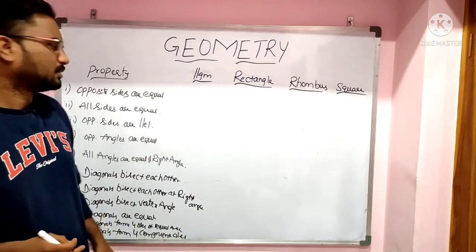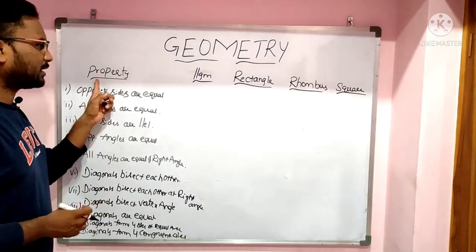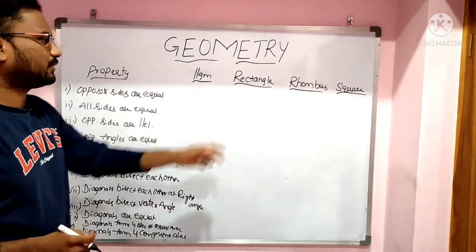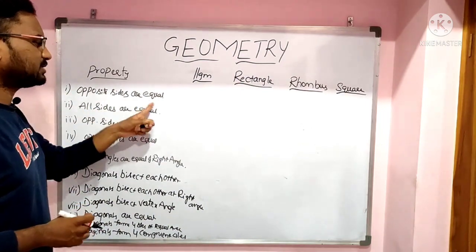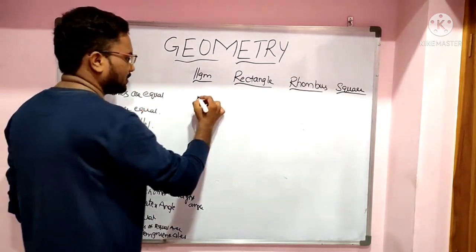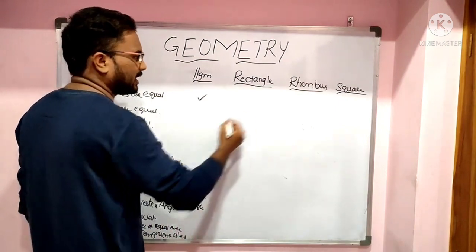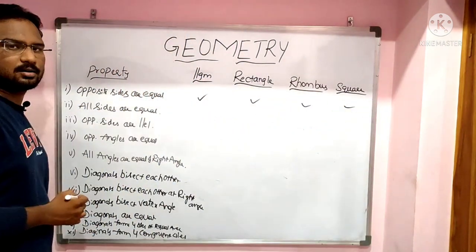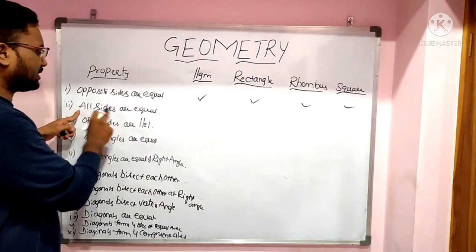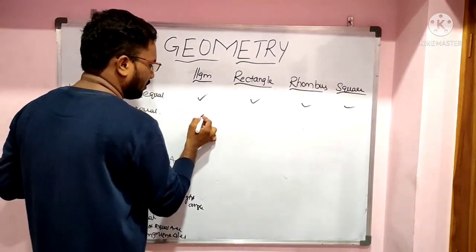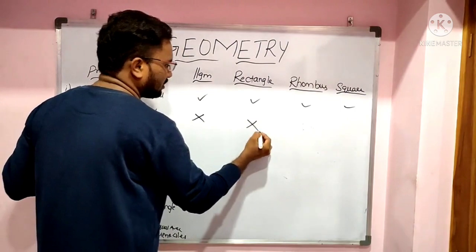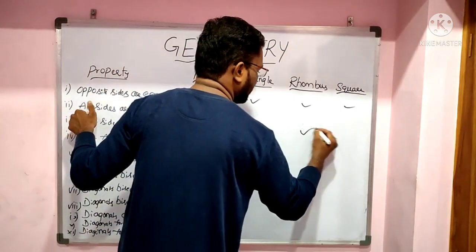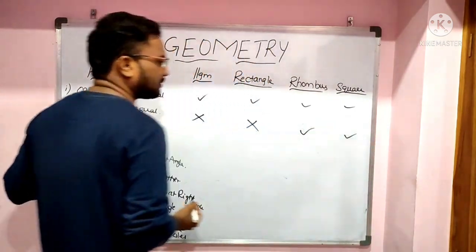The columns are parallelogram, rectangle, rhombus, square. First property, opposite sides are equal. In a parallelogram, opposite sides are equal, and in a rectangle, rhombus, square, all are okay. Next, all sides are equal. In a parallelogram, only opposite sides are equal. In a rectangle also, only opposite sides are equal. But in a rhombus, all sides are equal. Square, all sides are equal.